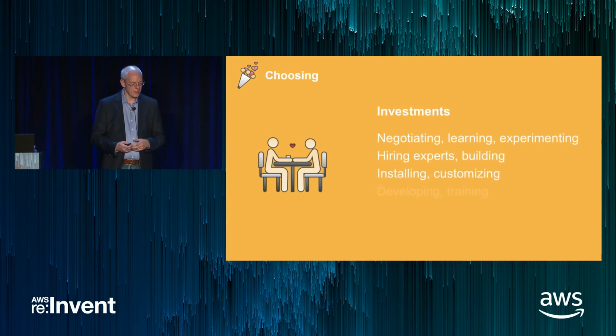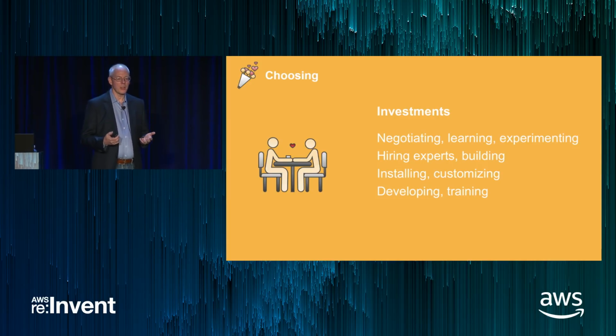We're making investments, like dating, I guess. But what we're doing is negotiating, learning, experimenting, hiring experts, building, installing, customizing, developing, training. Well, those are the things you have to put in to do a proof of concept to do this.